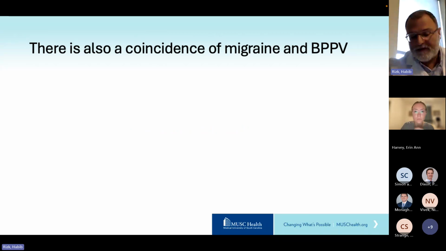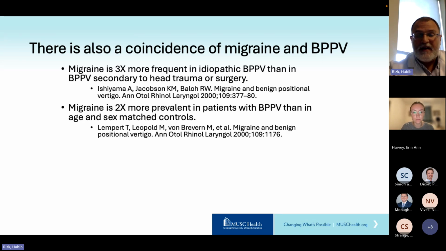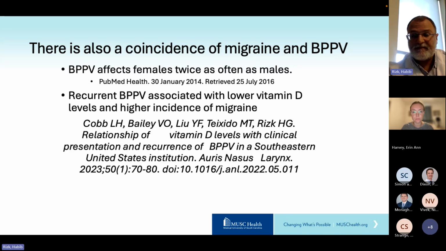So now that we've seen that migraine can present with otolithic disruption, the next step is to talk about BPPV, because the otoliths are housed within the utricle and saccule. There's a higher comorbidity between migraine and BPPV. Migraine is 3 times more frequent in idiopathic BPPV than in BPPV secondary to head trauma. Migraine is twice as prevalent in patients with BPPV than in age and sex-matched controls. The odds ratio for BPPV in individuals with migraine is 7.5, so they're 7 times more likely than other patients without migraine to develop BPPV.